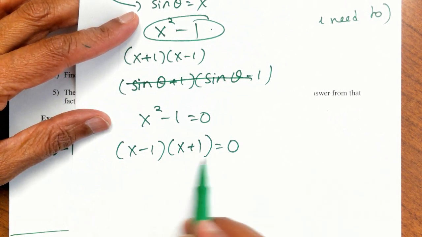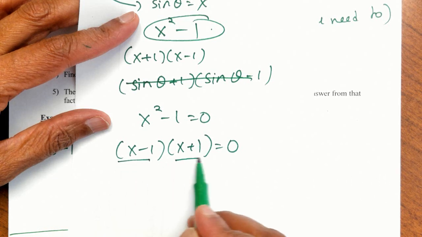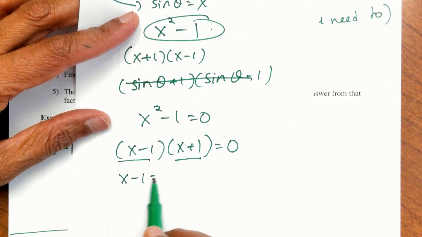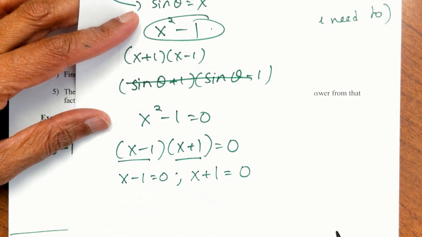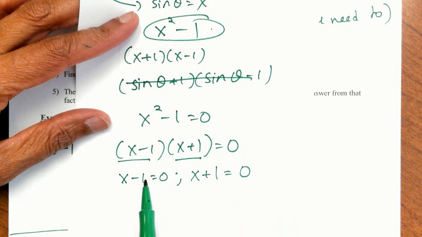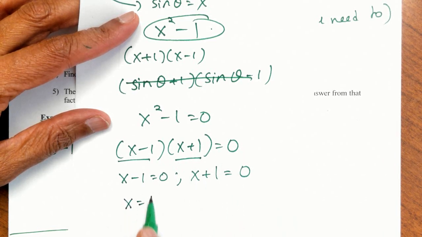And how do you solve for the values of x? You set each of them equal to 0, you guys remember? And this is called the zero product property. If two things are multiplied and they're equal to 0, that means each of them is equal to 0. That means my values of x are equal to 1 and negative 1. We good?